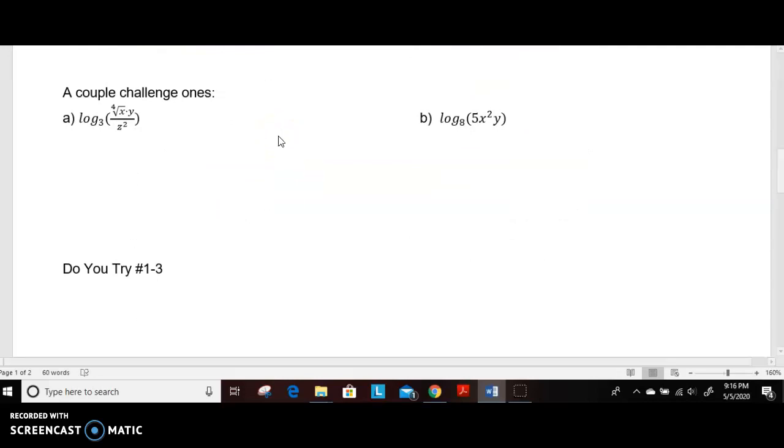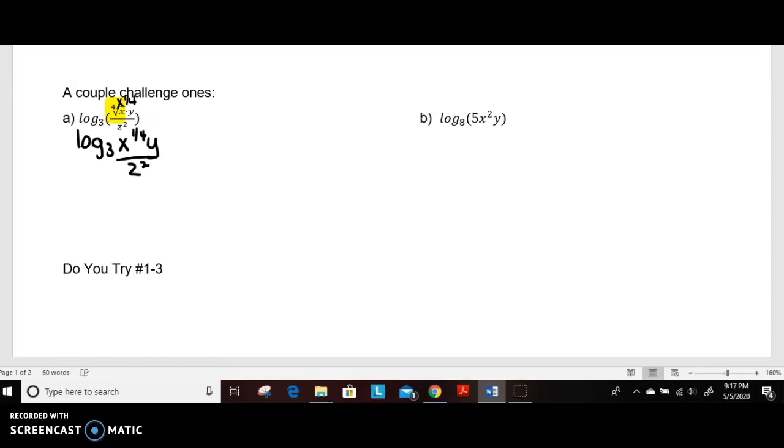Okay, let's try some challenge ones. The first thing I see here is this x that is in the fourth root of x. Okay, so remember that can be written as x to the 1/4. Okay, y over z squared. So let's rewrite that: log base 3 of x to the 1/4 times y over z squared.